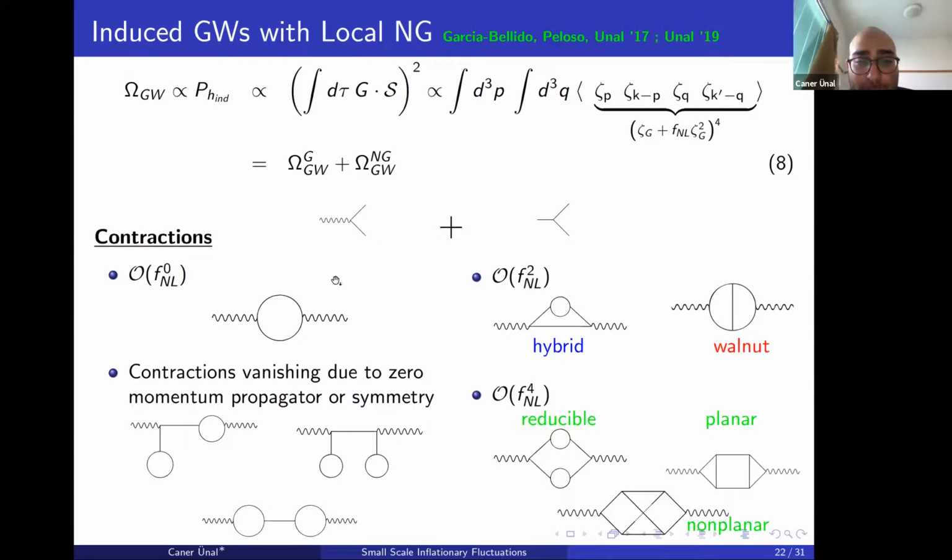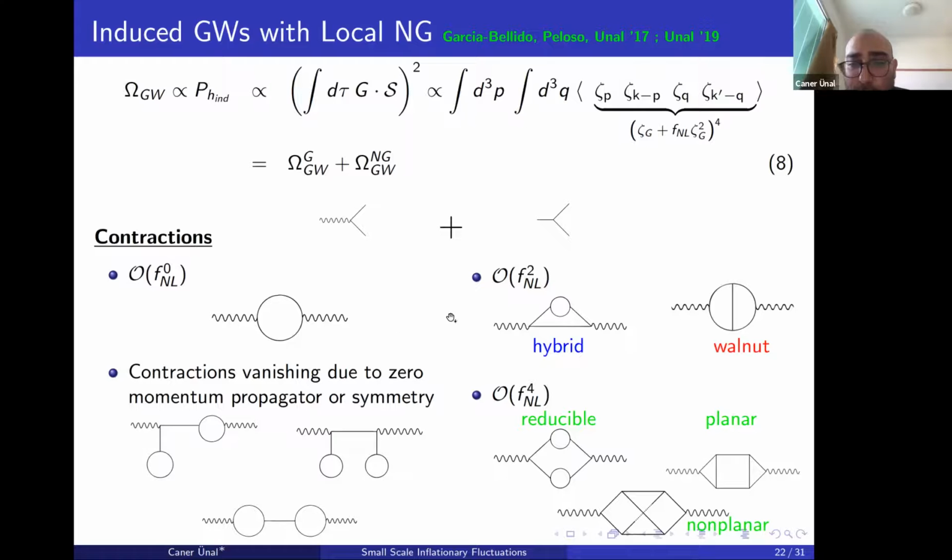You have a momentum circulating in this loop, and you have a graviton sourced by 4 legs of zeta. So it's proportional to, remember, P_h proportional to P_zeta squared for Gaussian. But some interactions have much more rich consequences. So the game is, you have the square of this, but you can take the second order of this as well, which is called f_NL squared, like second order in these interactions.